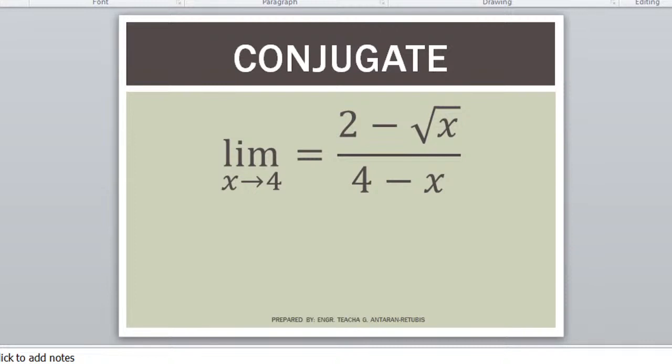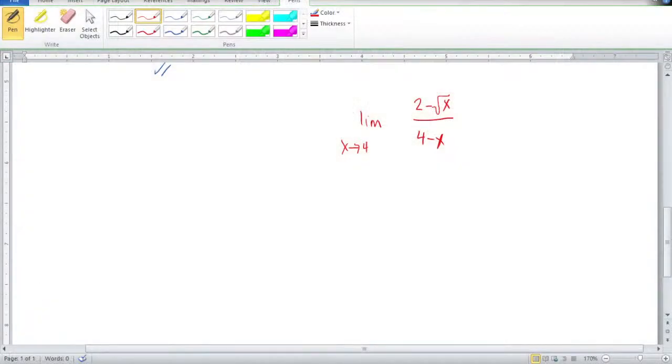So we have the limit as x approaches 4 of 2 minus square root of x over 4 minus x. Let us try to evaluate this one. Now, can we factor out this equation? Una muna, the first thing that comes to your mind when evaluating a limit is to directly substitute the x. Let's try what will be the result.